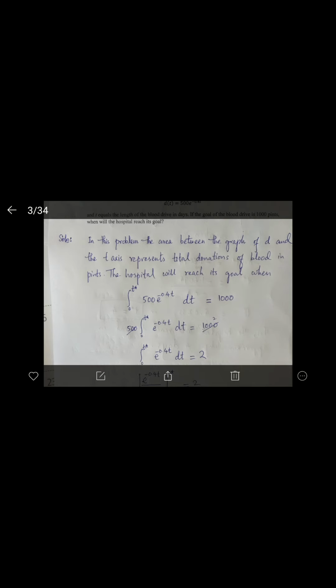So we take 500 out of the integral, and then 500 and 1,000 cancel each other, right? 1,000 divided by 500 is 2. And again, I'm not solving the integration yet, just keeping the remaining integral of e to the power of minus 0.4t dt. This is the total integration, and its total area is now equal to 2.